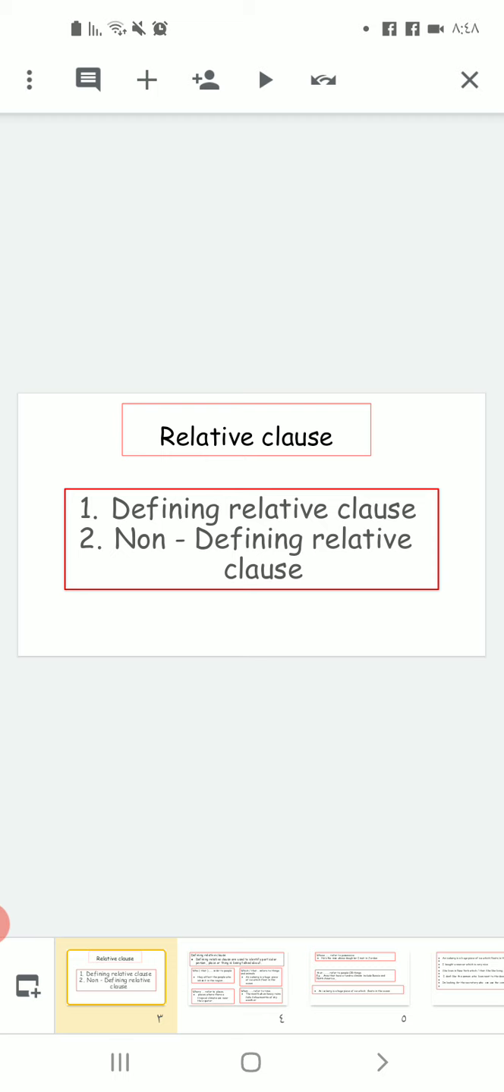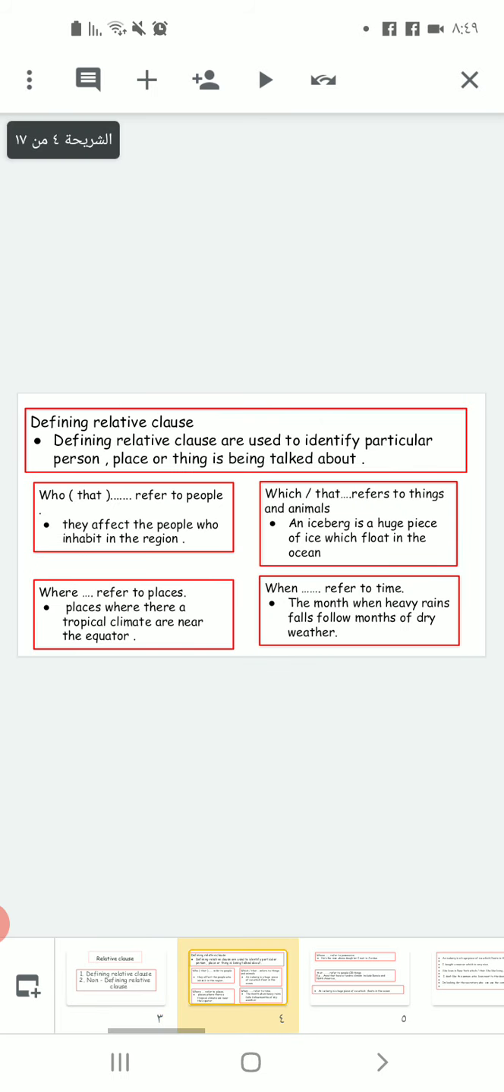Today we will start with relative clauses. Relative clauses in English are divided into two parts: defining relative clauses and non-defining relative clauses. Defining relative clauses are used to identify a particular person, place, or thing that we have been talking about.